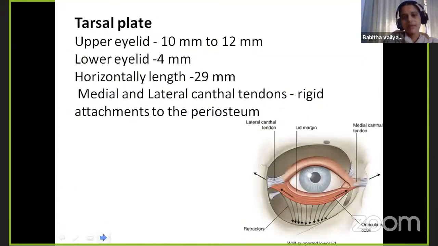About the tarsal plate, it is well developed in the upper lid compared to the lower lid. In the upper lid, the vertical height of the tarsal plate is around 10 to 12 millimeters, whereas in the lower lid it is only 4 millimeters. The horizontal length is 29 millimeters. Near the medial and lateral canthus, the two tarsal plates join and the medial and lateral canthal tendons are formed. It has a rigid attachment to the periosteum of the orbital wall.